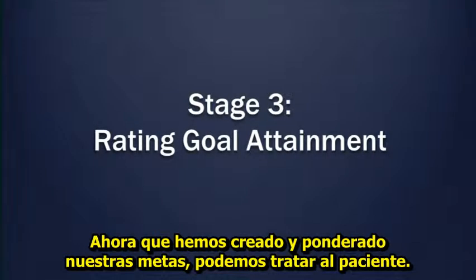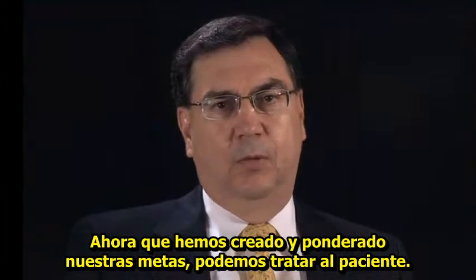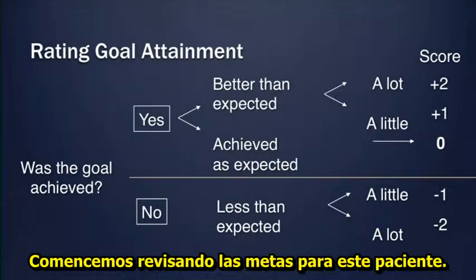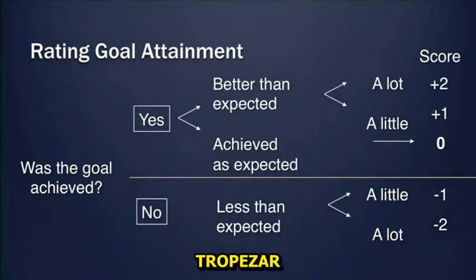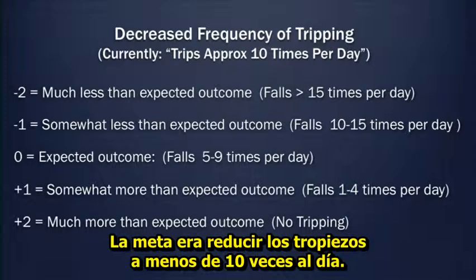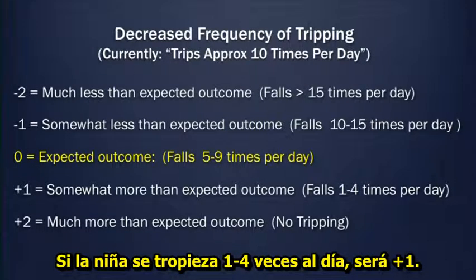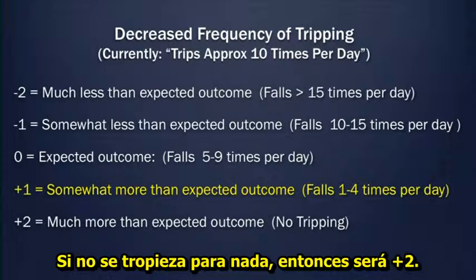Now that we have created and weighed our goals, we can treat our patient. A 5-point scale is used to standardize how we rate goal attainment. Let's begin by reviewing the goals for this patient. Tripping. The goal was to reduce tripping less than 10 times a day. An expected outcome of 0 will be 5 to 9 times a day. If the child trips 1 to 4 times a day, will be a +1. If she doesn't trip at all, will be a +2.